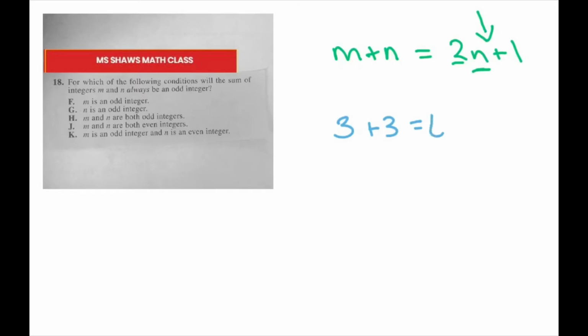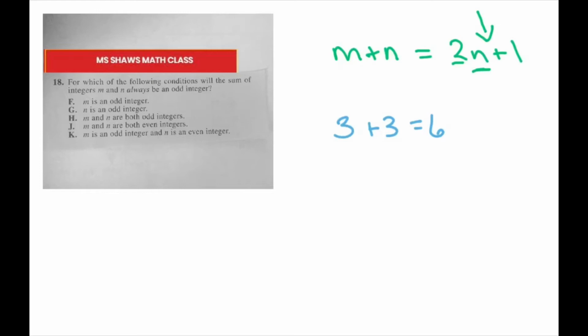Now this one, it says, for which of the following conditions will the sum of integers m and n always be an odd integer? So that basically they're saying m plus n has to be odd. And an odd integer would be something like 2n plus 1. Because any number you put in there, n, if you add 1, it's going to be odd, because 2 times the number. Well, basically, I would just try numbers out. If you have an odd and you add another odd, that's going to be even.